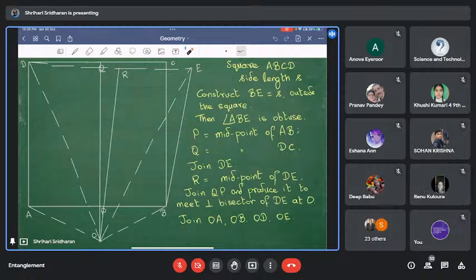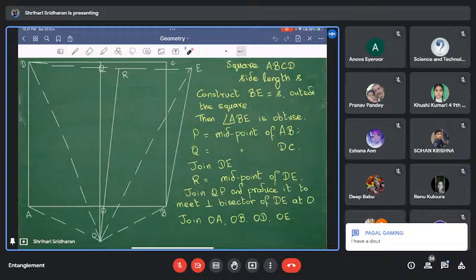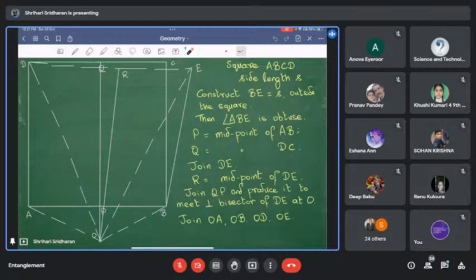So, we have chosen a point E outside of the square in such a fashion that the length of BE remains the same as the side of the square. Your angle ABE therefore is obtuse. P and Q are the midpoints of the sides AB and BC respectively. I join the side DE. I take R to be the midpoint of the side DE. I join QP and produce it to meet the perpendicular bisector of DE at O.